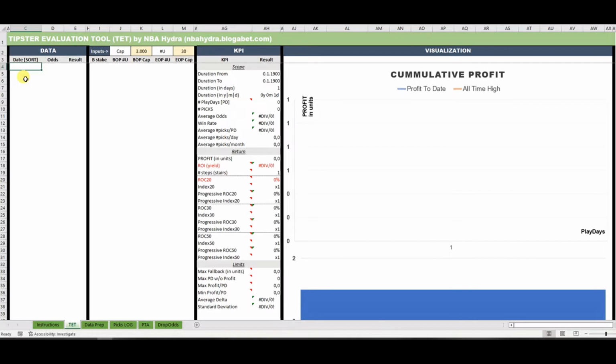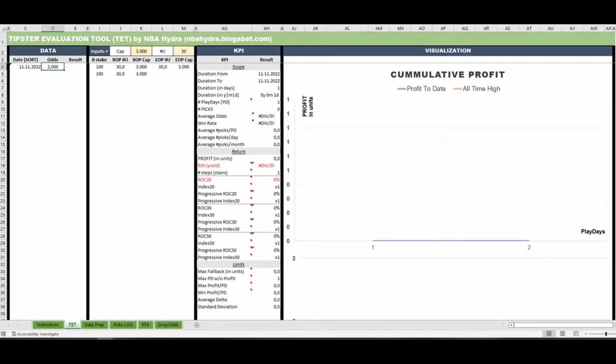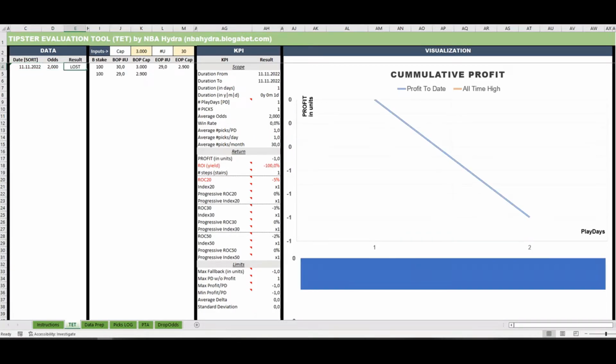Let's see the example if we start with a losing bet. The stake is 100, the beginning balance in units is 30, and the beginning capital is 3,000. The bankroll the next day would be €2,900 or 29 units. So the next day our bet size would remain the same, €100.